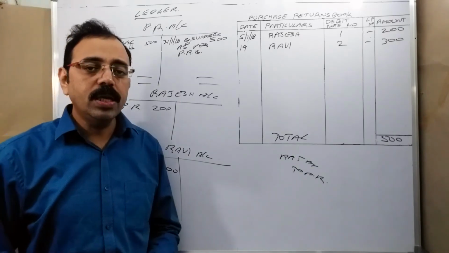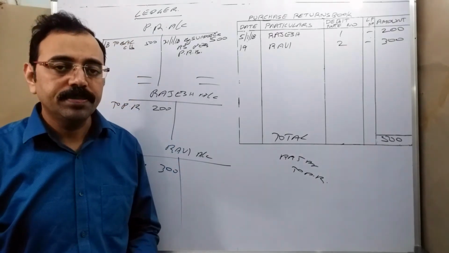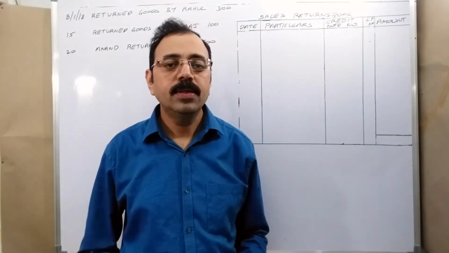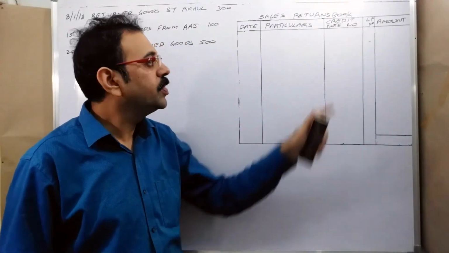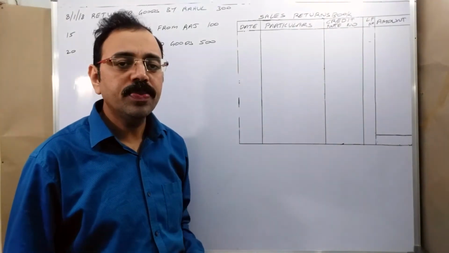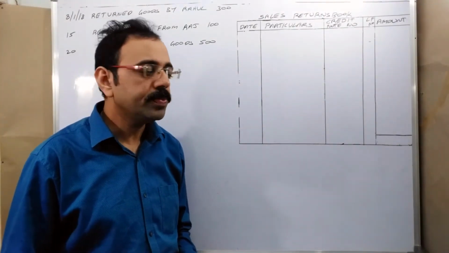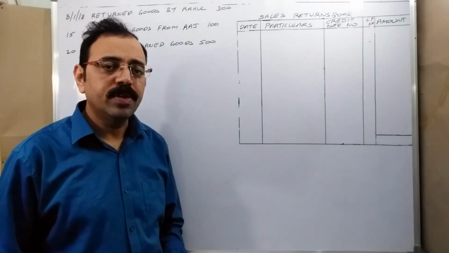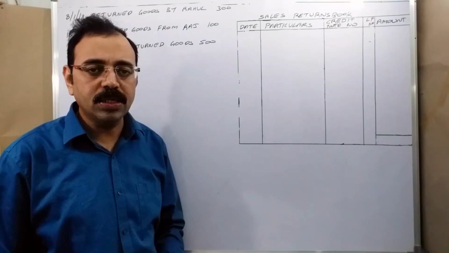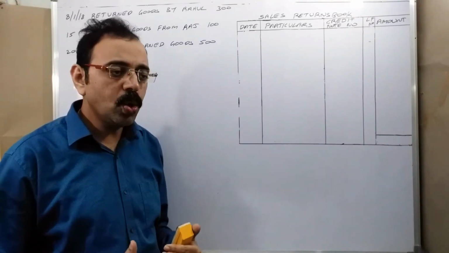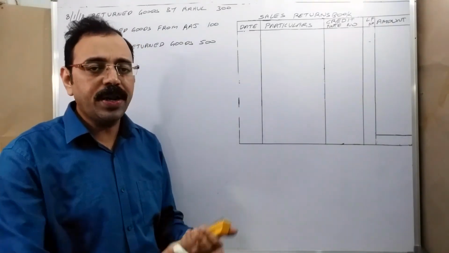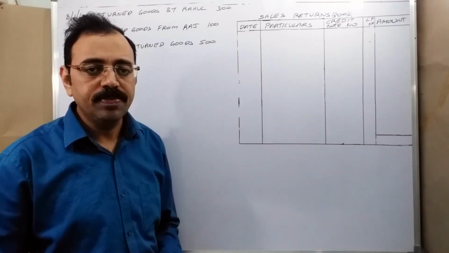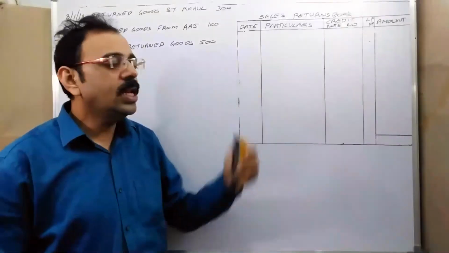Now next book is sales returns book. See this problem, except the credit note number column, the remaining columns are the same. Now in sales returns book, which transactions should we enter? Once we sold goods to a customer on credit, now the customer is returning these goods to us. Then we record them in sales returns book.